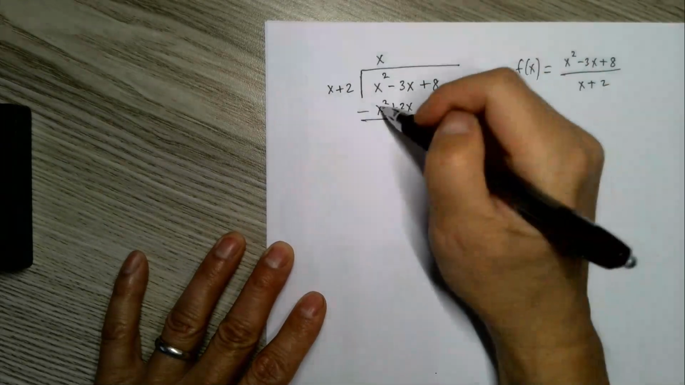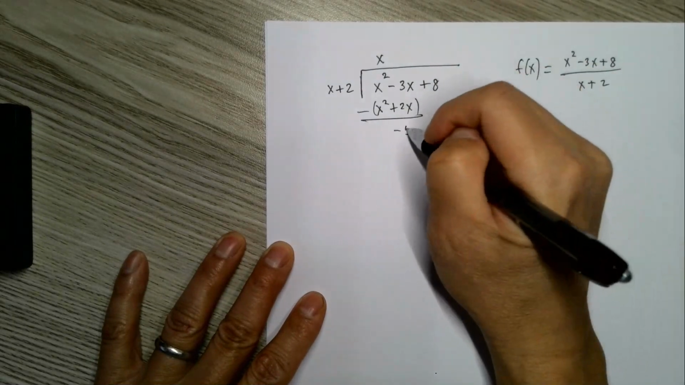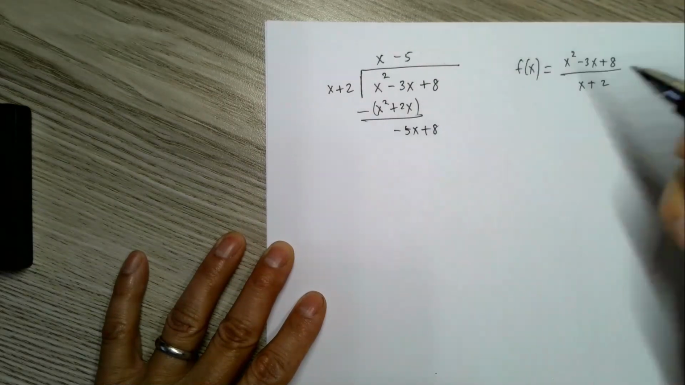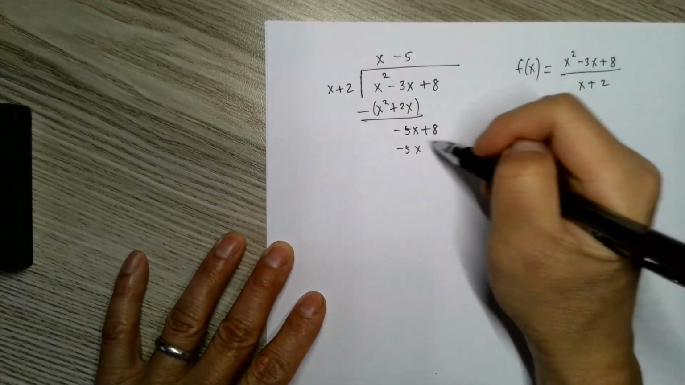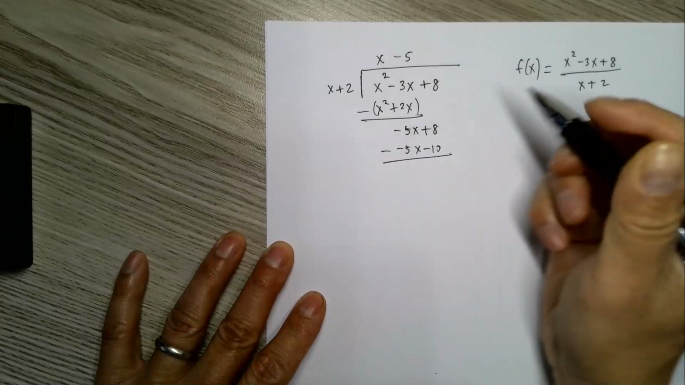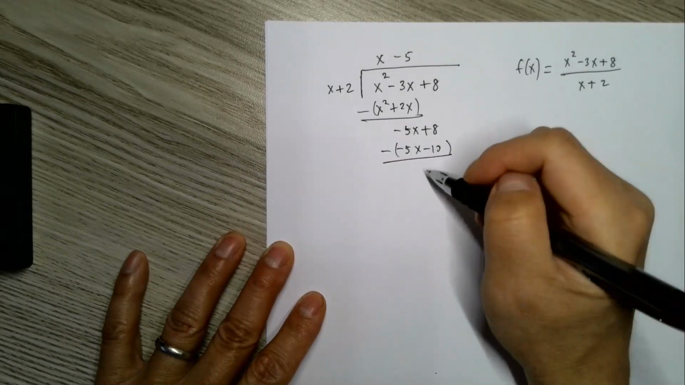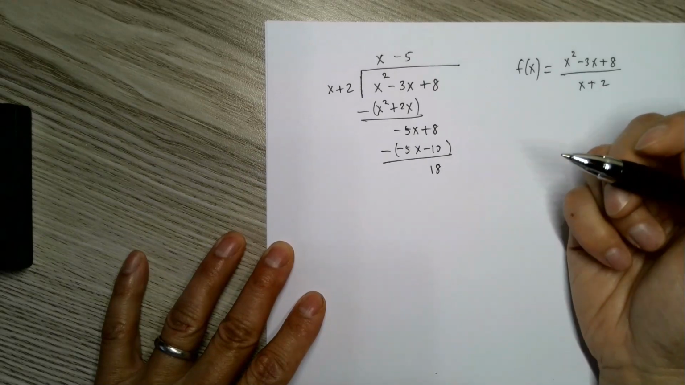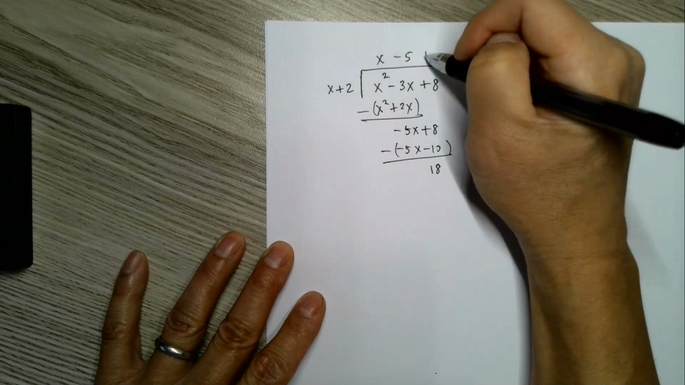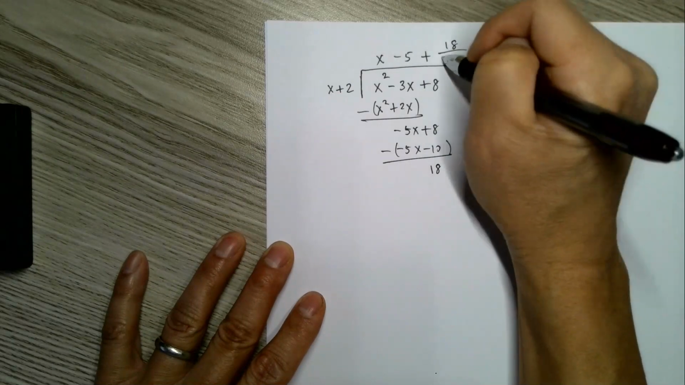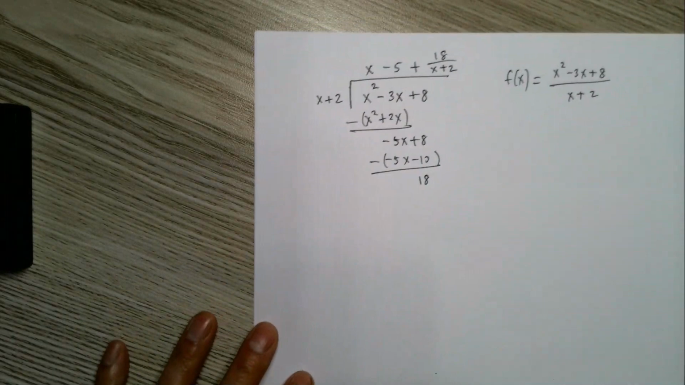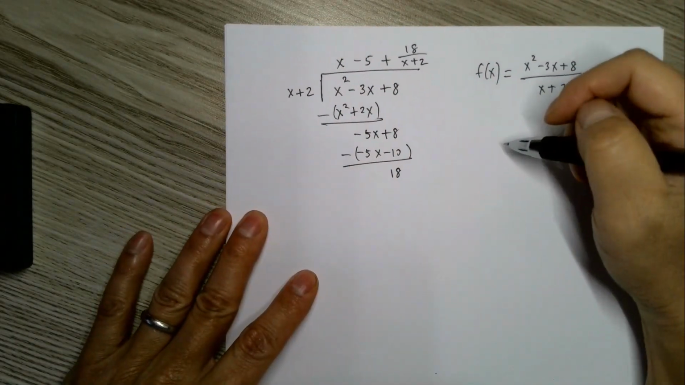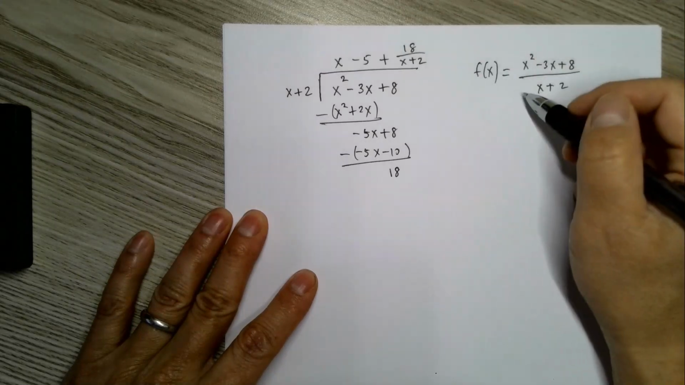Subtracting for the first time. And then minus 5. And then subtracting second cycle. And I get a remainder of 18, so plus 18 over x plus 2. Okay, now I'm going to talk about what the graph of this function looks like.